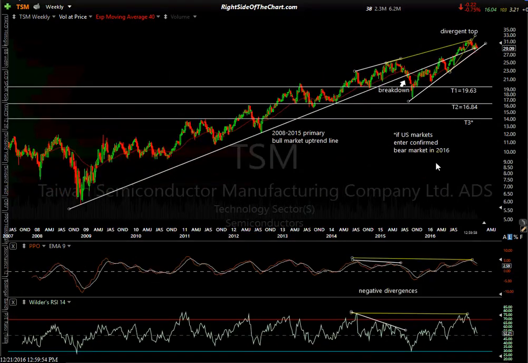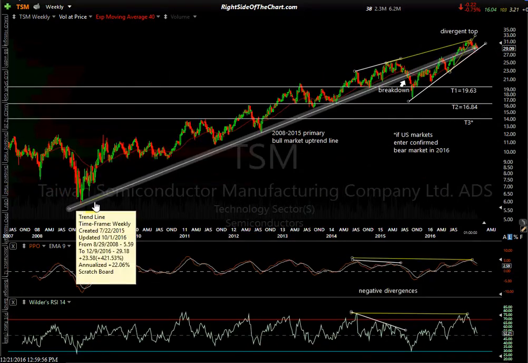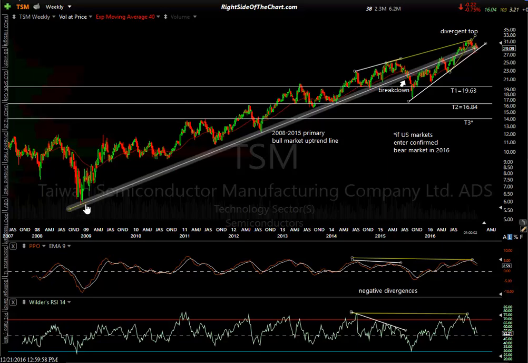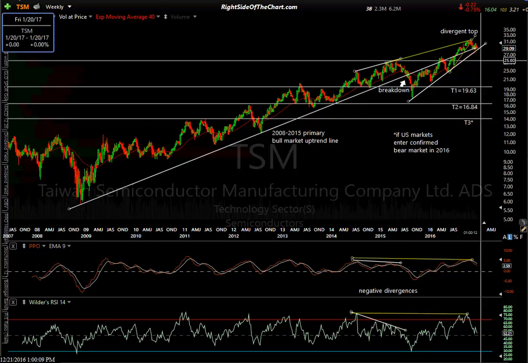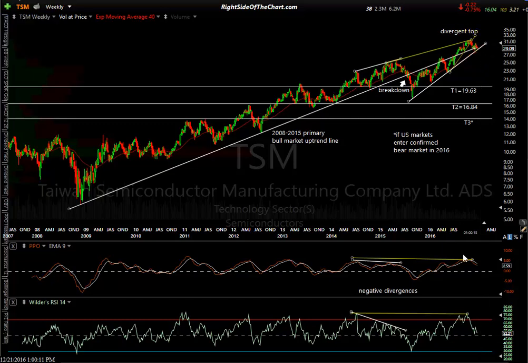And longer term, here's the picture. This is the primary uptrend line off the 2008 lows. It's already been broken down. We backtested, regained it briefly, but this is the line we're watching right now, this minor uptrend line. And if and when that goes, which this chart certainly indicates it will, you can see the divergent high.